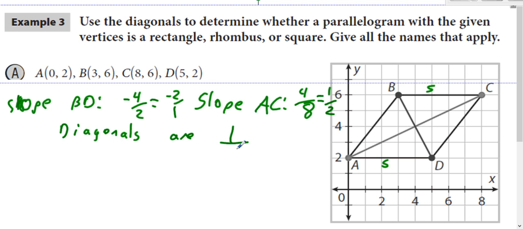We could then check to see if it's a square, because a rhombus with right angles would be a square. Clearly, this does not have right angles. BC and AB are not perpendicular, so it does not have a right angle, so it's not a rectangle, which means it's not a square. So the best name for it is just rhombus.